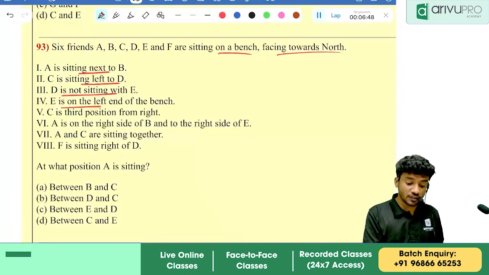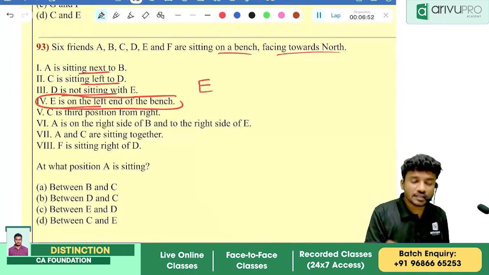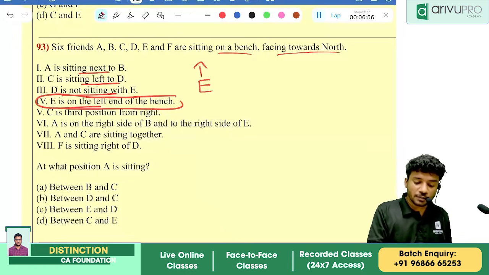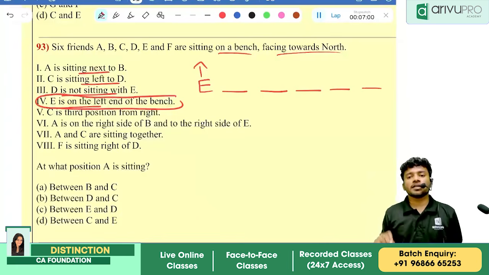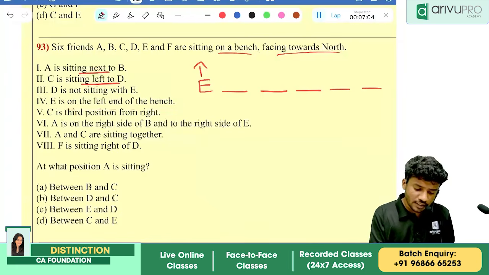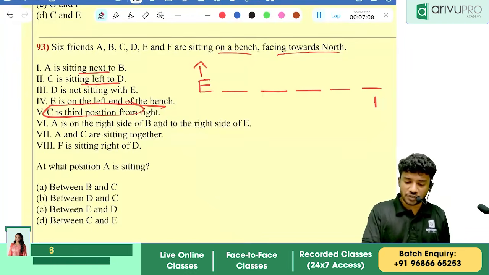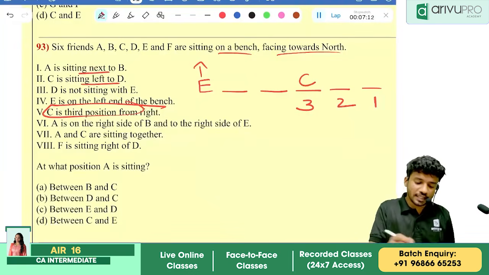We will start with which one? This one we will start. E is at the left end of the bench. If E is at the left end of the bench, how many more people are there? 5 more people are there, so in total 6 people are there. Then C is third position from the right. From the right means first position, second position, third position. Who is there? C is there.